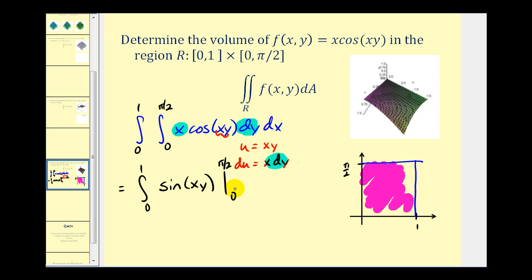Of course, we have to evaluate this at our limits of integration, and then integrate with respect to x. And because we integrate with respect to y, we're replacing y with pi over 2 and 0. So when y is pi over 2, we'll have sine pi x over 2. And then when y is 0, we'll have the sine of 0, which is just 0. Let's go ahead and finish this on the next slide.